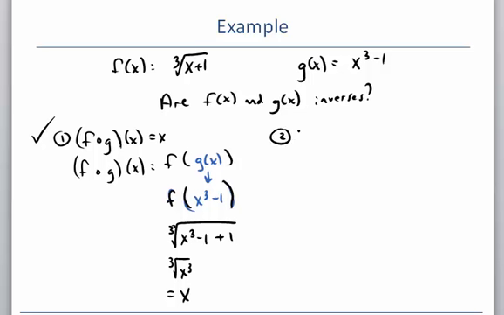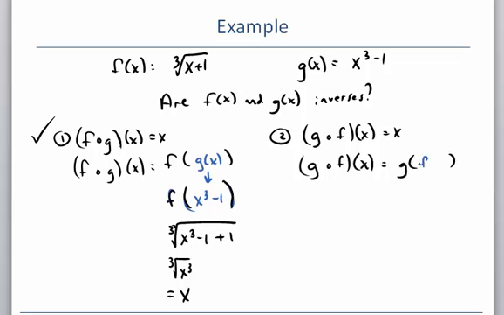Let's try it in the other direction, and you do need to show both ways. So we'll start with g composed with f. We'll write the g down and put the f of x in parentheses. So what is f of x equal to? F of x is equal to the cubed root of x plus 1.